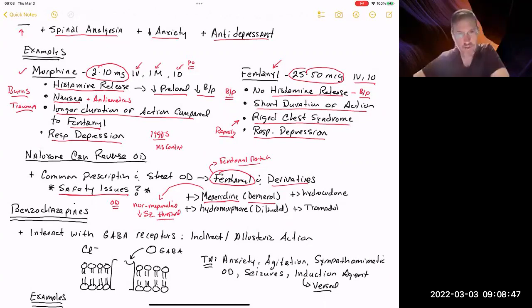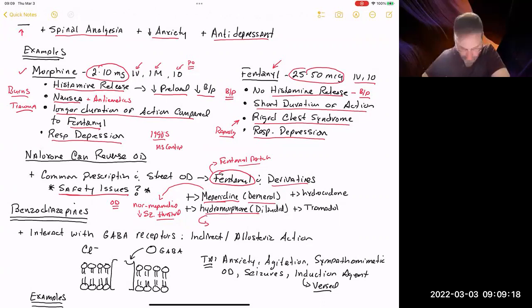Hydromorphone is another common agent. It's used quite a bit. In fact, you probably will give a fair amount of hydromorphone when you do your ER rotations, because it's commonly used in the emergency rooms. And hydromorphone, or Dilaudid, kind of splits the difference between morphine and fentanyl. It's a little longer acting than fentanyl, but it's more potent than morphine.